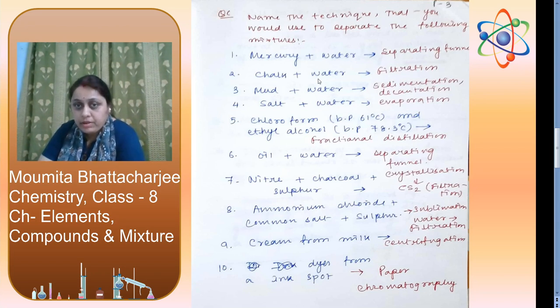Next one, chalk and water. We know chalk is insoluble in water, so we will use the process of filtration. If you filter it, water will go down and chalk particles will remain on the filter paper as residue. Third one, mud and water. Mud is a heavier substance, so we can separate the mixture by the process of sedimentation and decantation. Mud will settle down, and we can decant the water.